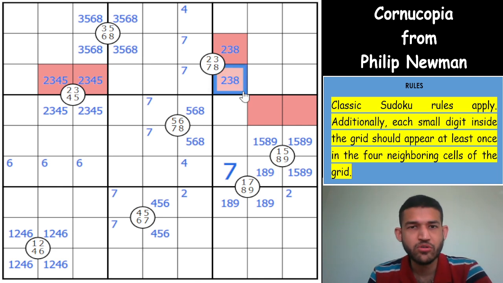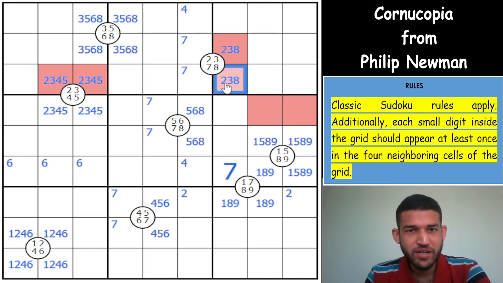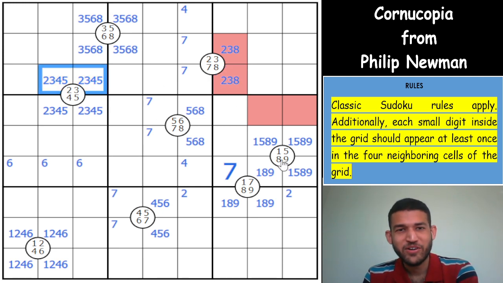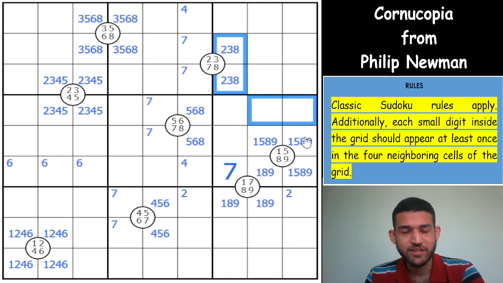Oh, that would remove the 2 from here. Awesome. This is really awesome. So this cell cannot be a 2 or a 3. That's beautiful, guys. That is really beautiful. Wow. I seem to have kind of stumbled upon the idea rather than seeing that.